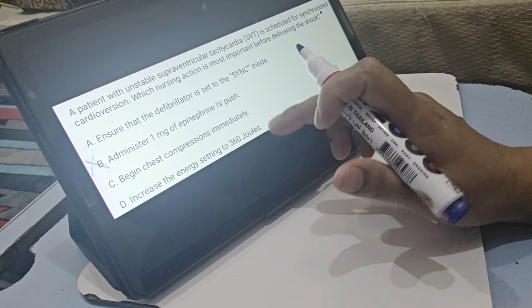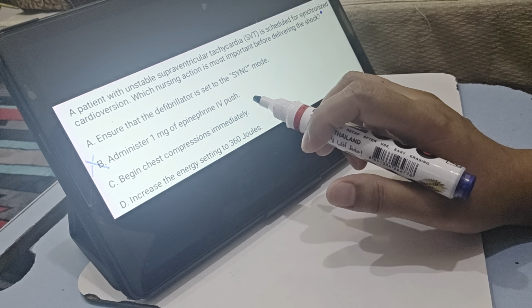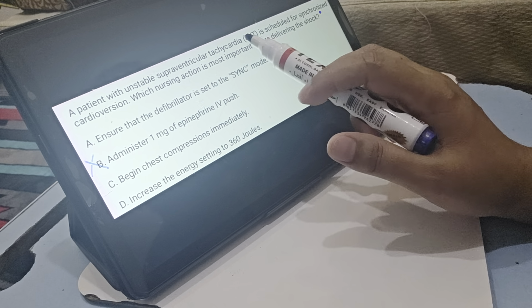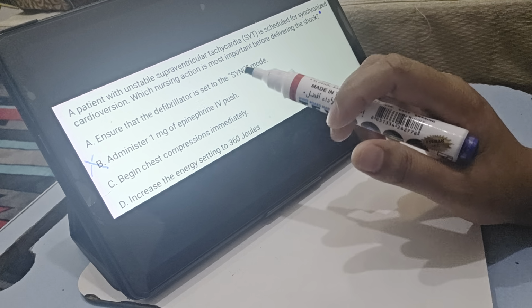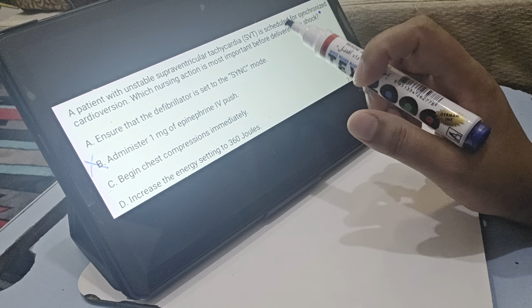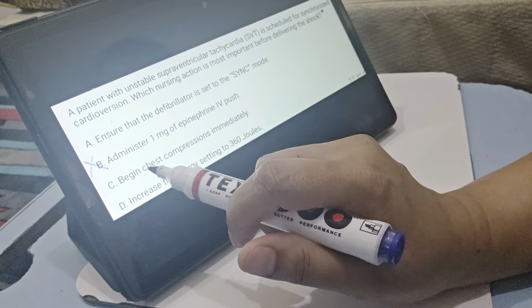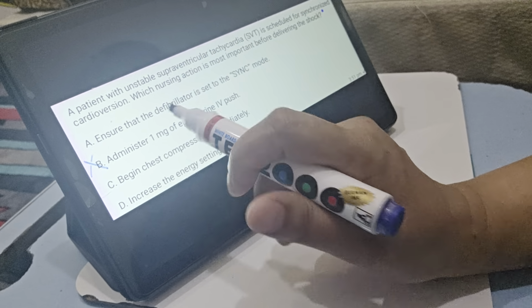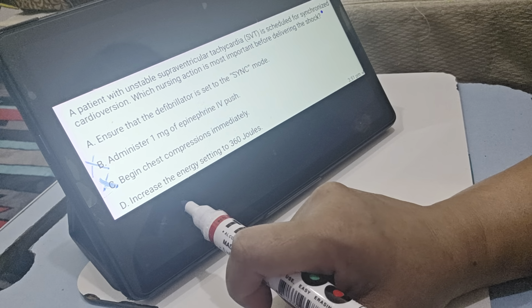So if there is no pulse, in that condition we are giving chest compression. In this case, the patient has unstable SVT, meaning poor perfusion and low BP, but the patient still has a pulse. So cardioversion, not CPR. If we give chest compression here, that will worsen the patient's condition. Never give chest compression here.